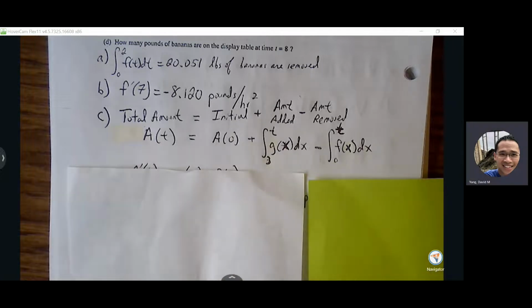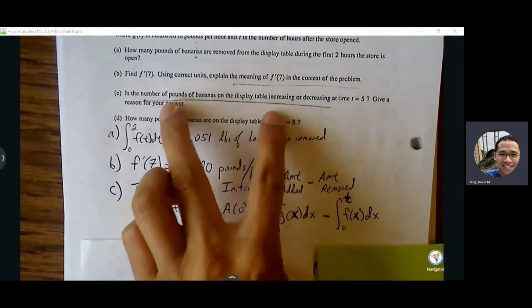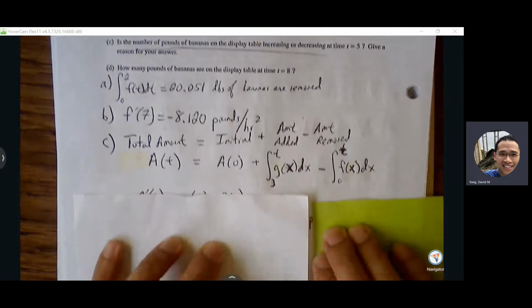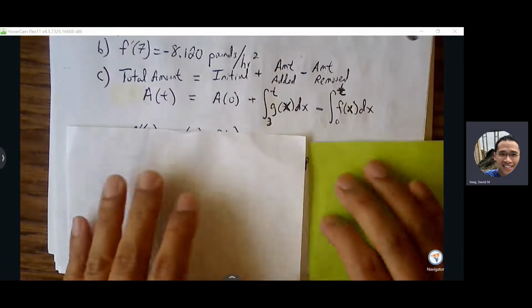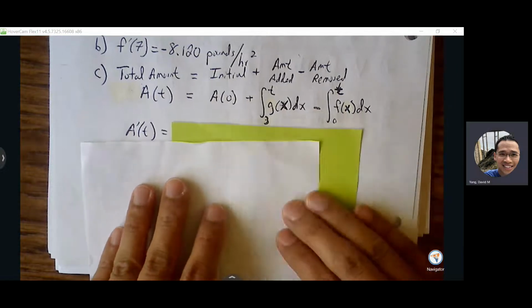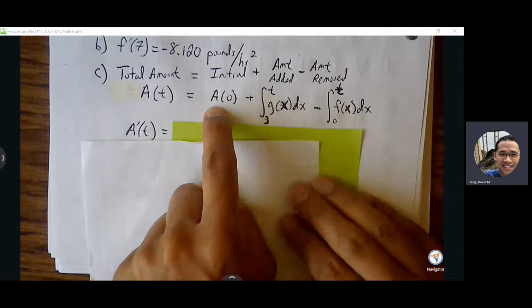Okay, so now we have the equation. Let's build the derivative because part C is asking, is the number of pounds of bananas increasing or decreasing? So basically asking about A prime, right? What's A prime? So derivative, we know A becomes A prime. A of 0 is just going to be 0, right? This is a number. That 50 is going to go to 0.